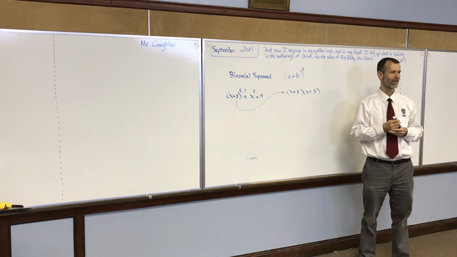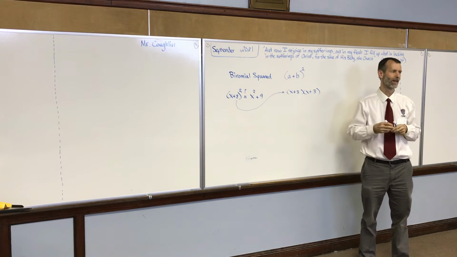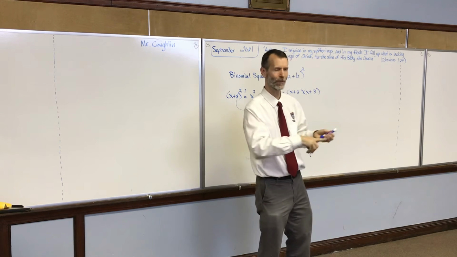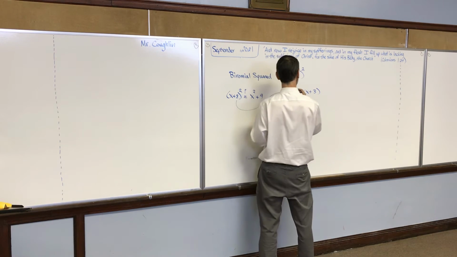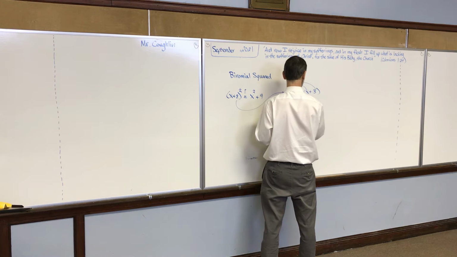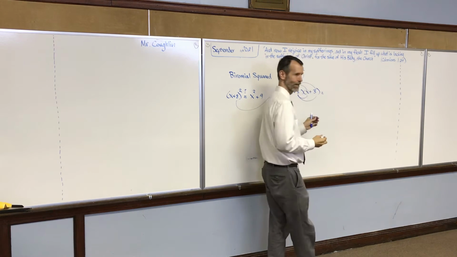Which method do you want to use to multiply? Distributive. Distributive, okay. And you can FOIL, you can distribute, you can stack, multiply, take your pick. To distribute, you'll have to distribute everything. So that means the x and also the 3. So tell me what you get.